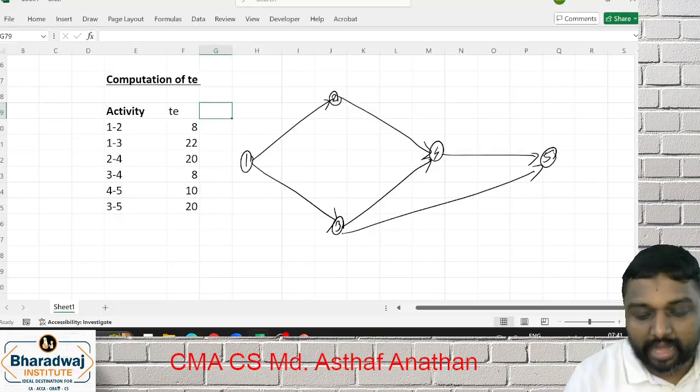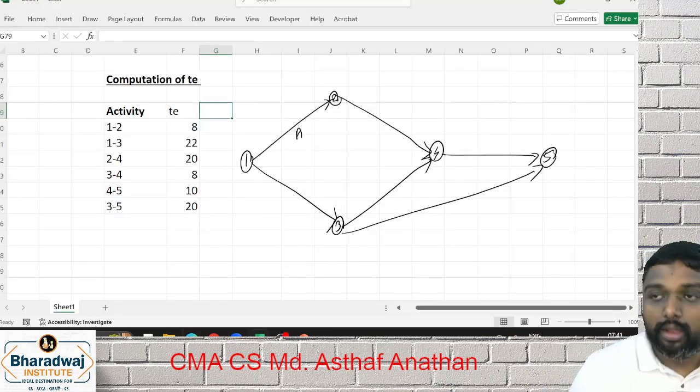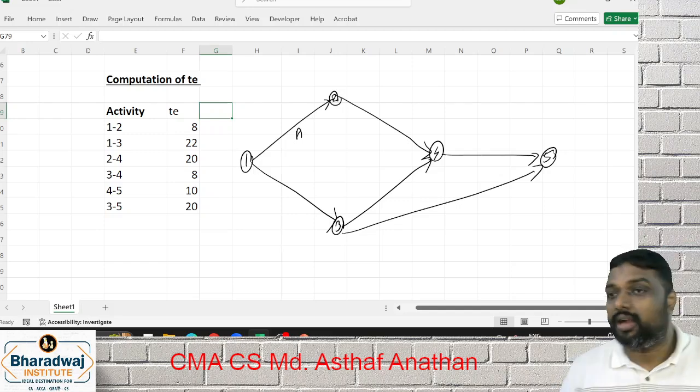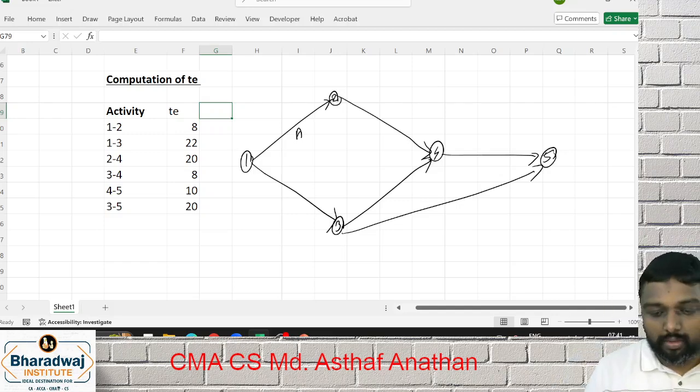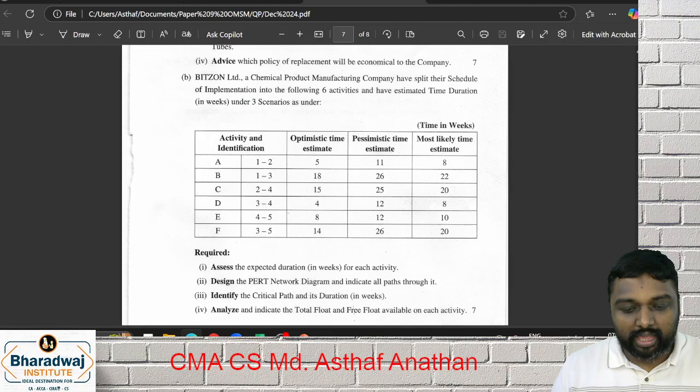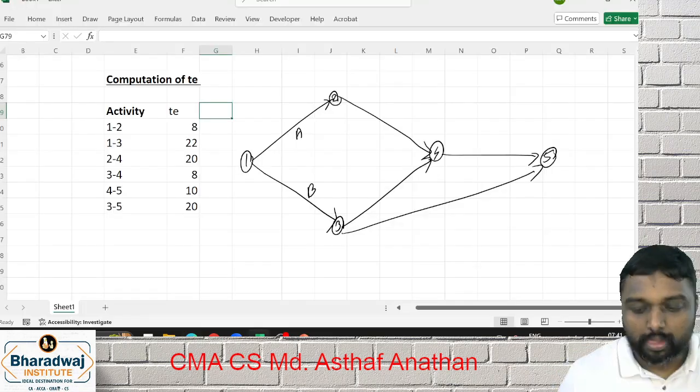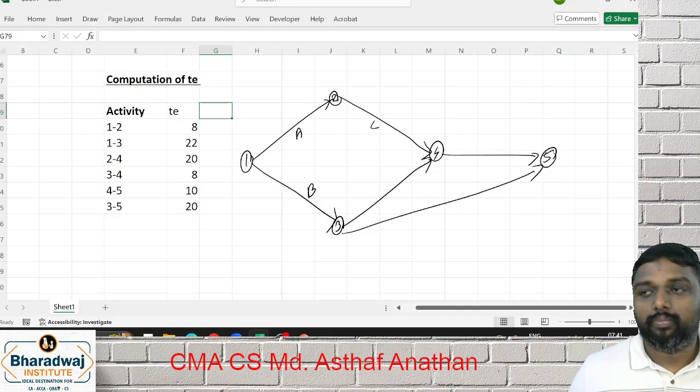1 to 2 is called as what? A. 1 to 3 is called as what? 1 to 2 is called A. 1 to 3 is called B. 2 to 4 is called C. 3 to 4 is D.